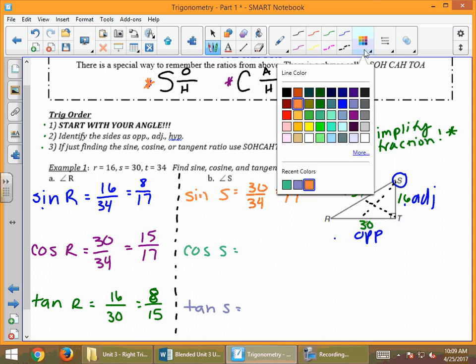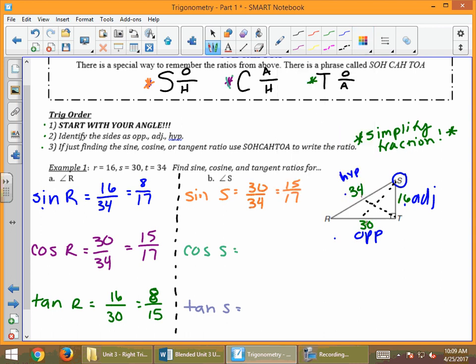Next, we're making the cosine for angle S, and cosine is the adjacent over hypotenuse. So we said our adjacent is 16, our hypotenuse is still 34, and 16 over 34 simplifies down to 8 over 17.